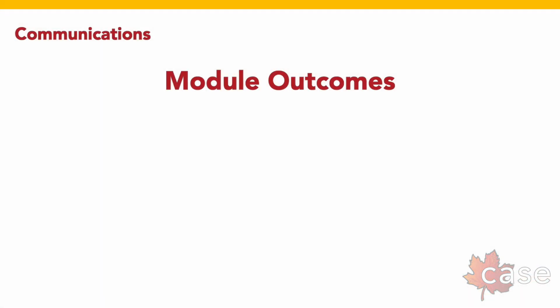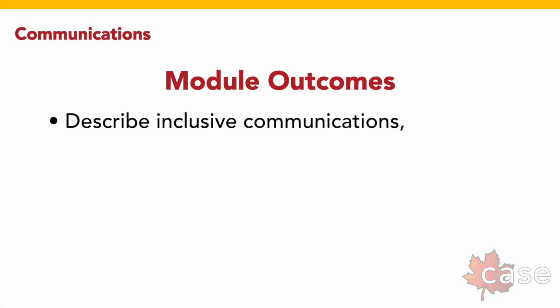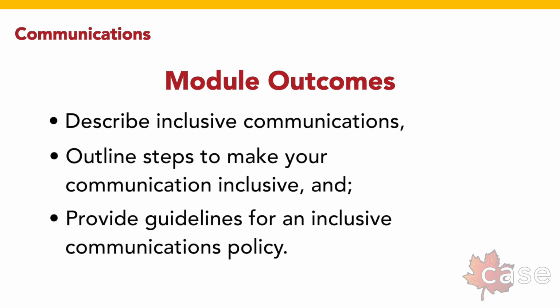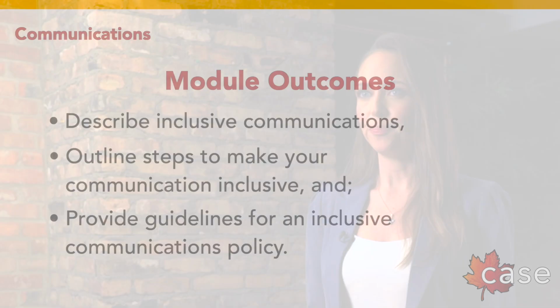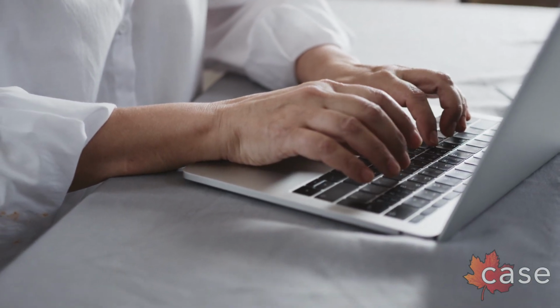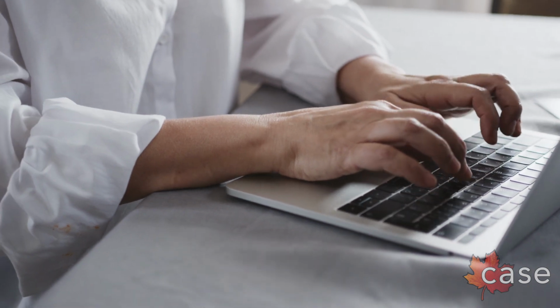Module Outcomes. This module will describe inclusive communications, outline steps to make your communication inclusive, and provide guidelines for an inclusive communications policy. When individuals are referred to by their disability, condition, or limitations, they are being discriminated against. Many channels of communications, including websites, online forums, and emails, are not always accessible. Not being able to receive or access communications excludes individuals and impacts their work and relationships.